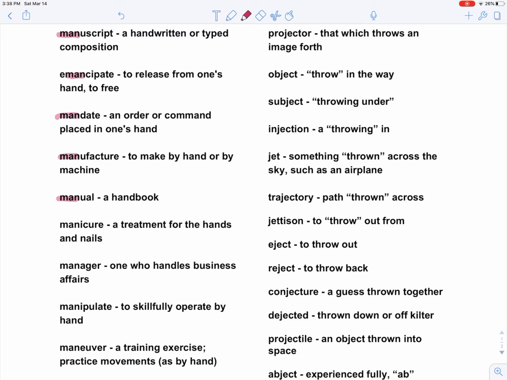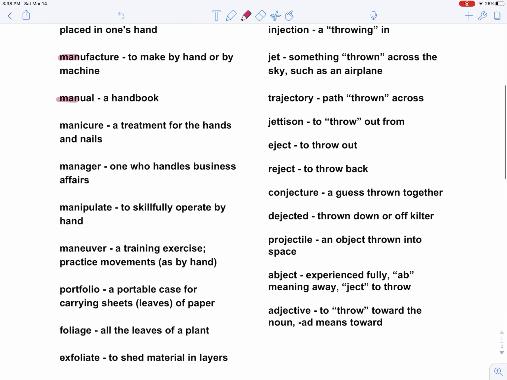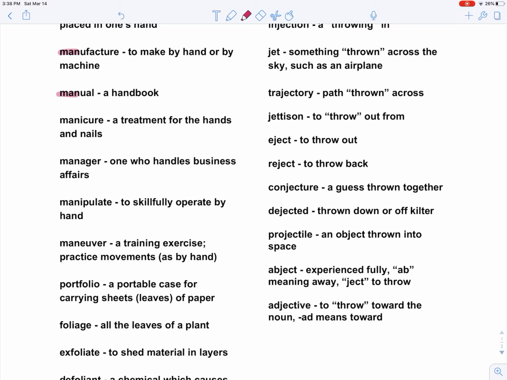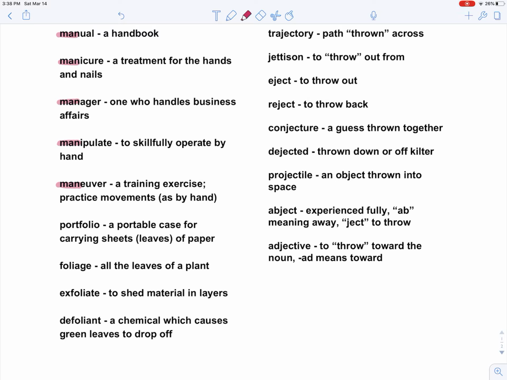Manual, a manual is like a handbook, or it could also refer to done by hand as in manual labor. Manicure, a treatment for the hands and nails. Manager, one who handles business affairs. Manipulate, to skillfully operate by hand. Maneuver, to practice movements as in by hand, like a training exercise.